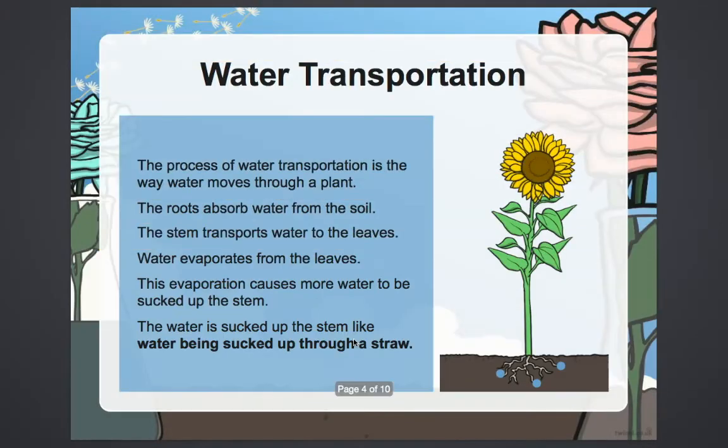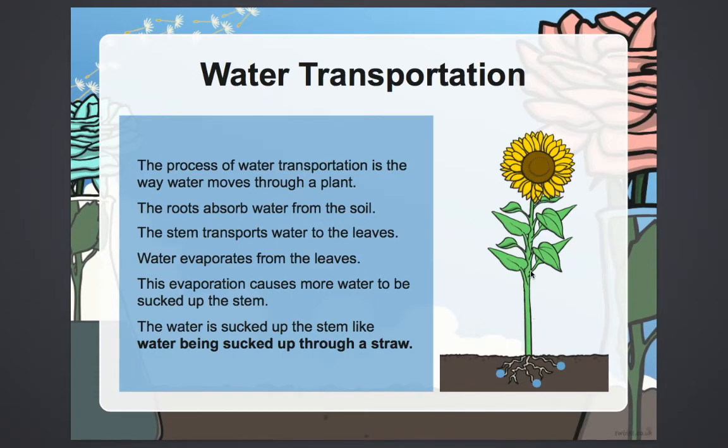Brilliant. Now, the main part of the lesson today then, we're learning how the water gets from the roots to the leaves. So first of all, the water and the nutrients are absorbed in the roots, right at the bottom. Okay? Then the water and the nutrients get sucked up through the stem. The stem's a bit like a straw. So imagine you were slurping on a drink. You're sucking up all the good things from the drink. That's exactly like what the stem does. It sucks up all the good things from the soil.